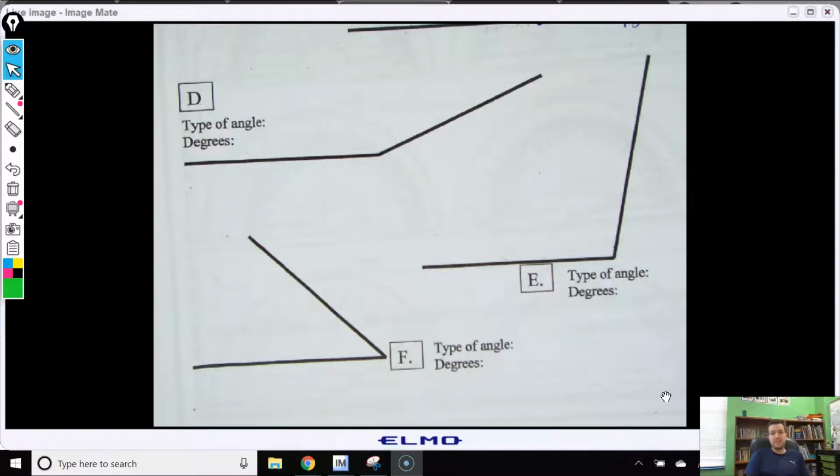Now, if for whatever reason you don't have a protractor, you're just stuck estimating, right? So this is going to be a little bit harder.